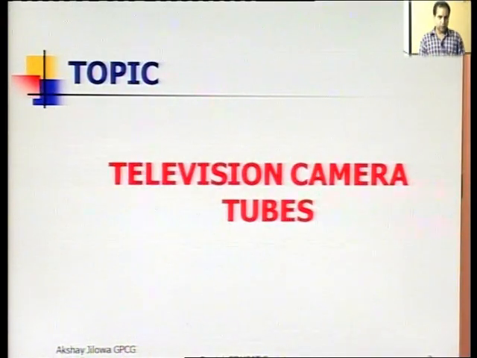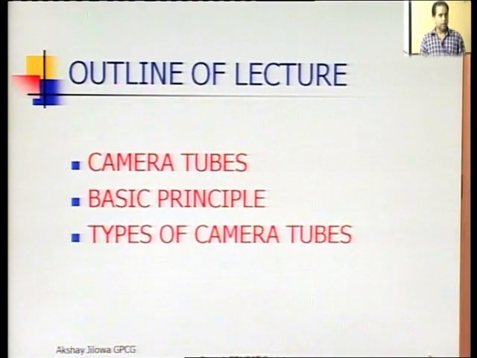Under this heading, we will cover the following topics. One, camera tubes, what they are, then the basic principle. There are various types of camera tubes, and these camera tubes operate on different principles. So, we will discuss the principles of each tube, and then the types of camera tubes, what the various types are and how they work.